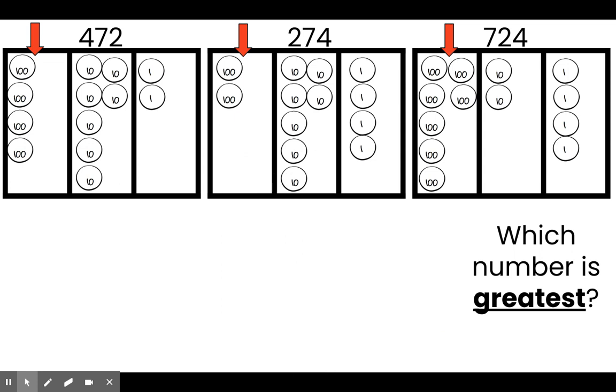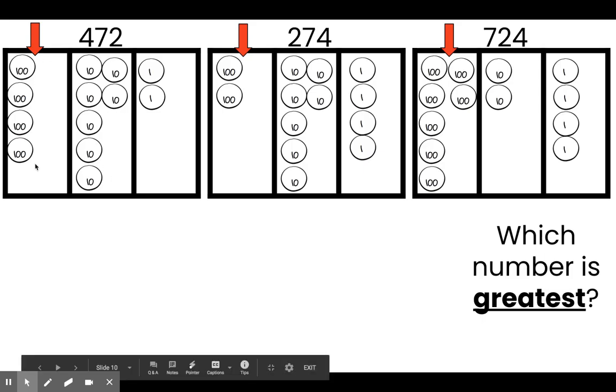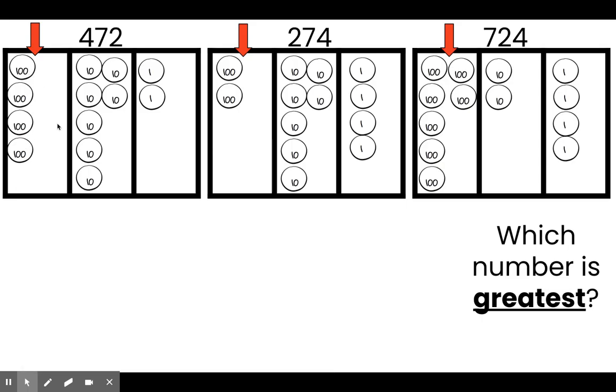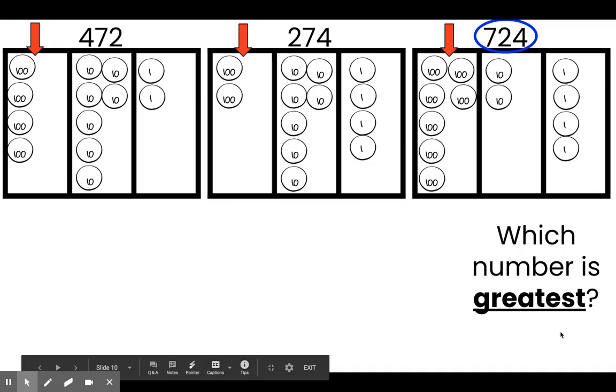All right, now that you've had a chance to think, let's look at the hundreds place value in each of these numbers. 472 has 4 groups of 100. 274 has 2 groups of 100. 724 has 7 groups of 100. Can you tell which number has the greatest value or the biggest number because of the amount of hundreds it has? If you came up with 724, you're correct. 7 groups of 100 is much larger than 2 groups or even 4 groups of 100. That makes 724 the greatest number.